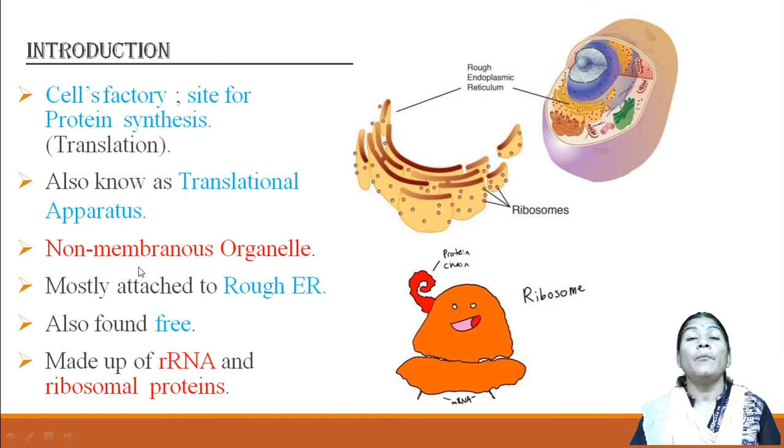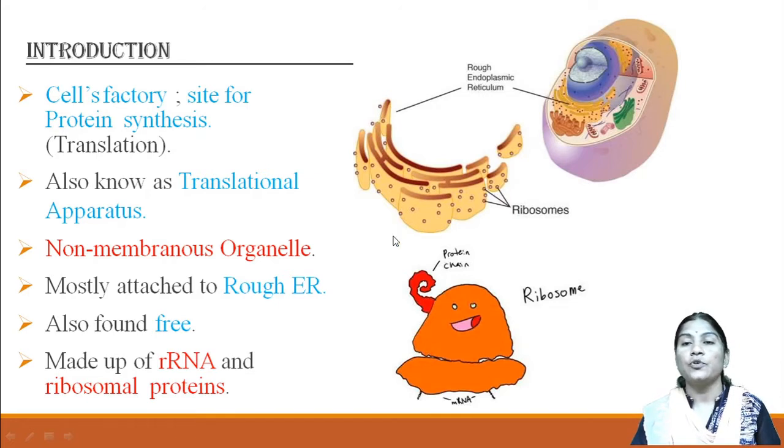They are non-membranous organelles. Means when we observe these ribosomes, they have no membrane-bound structure. They are membrane free. Means they are non-membranous organelles. They are only attached to other organelles like the endoplasmic reticulum. Mostly they are attached to the rough endoplasmic reticulum. Sometimes they are also found freely in the cytoplasm. Here these are the ribosomes which are present freely in the cytoplasm.